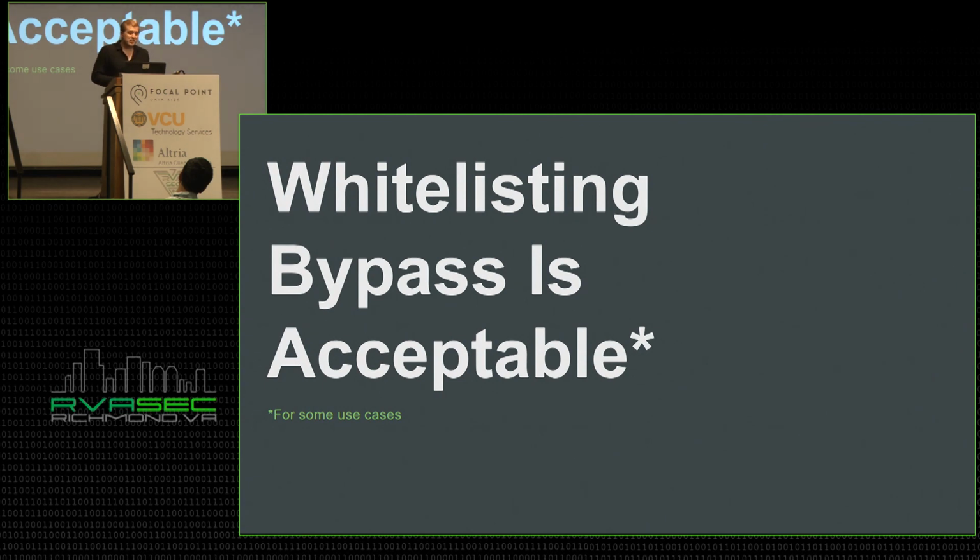Whitelisting bypass is acceptable in some use cases. If you're running a kiosk and you expect only a couple applications to run, I understand, you probably should consider whitelisting bypass unacceptable there. But on general purpose machines that people are using to run all kinds of software, it might be acceptable to have whitelisting bypass. It's really easy to bypass Santa if you know what you're doing. You can do things like inject a shared library before you execute it.